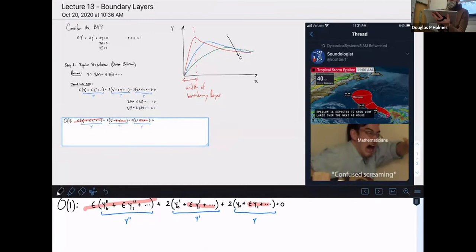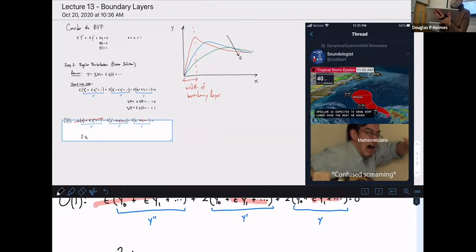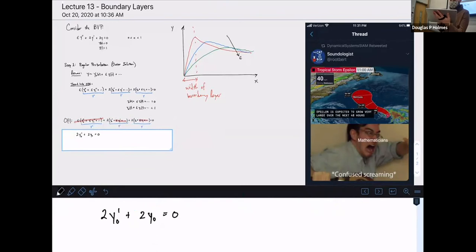2y naught. Oops, that's awful. Make this smaller. So after removing all these terms, we find that 2y naught prime plus 2y naught is equal to 0. And our boundary conditions tell us this.